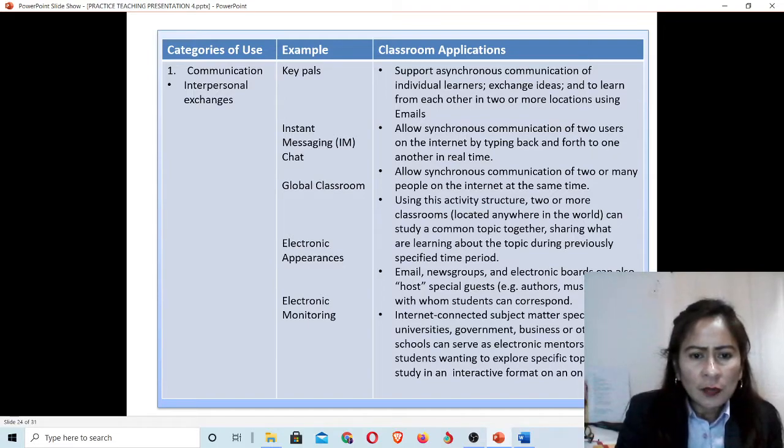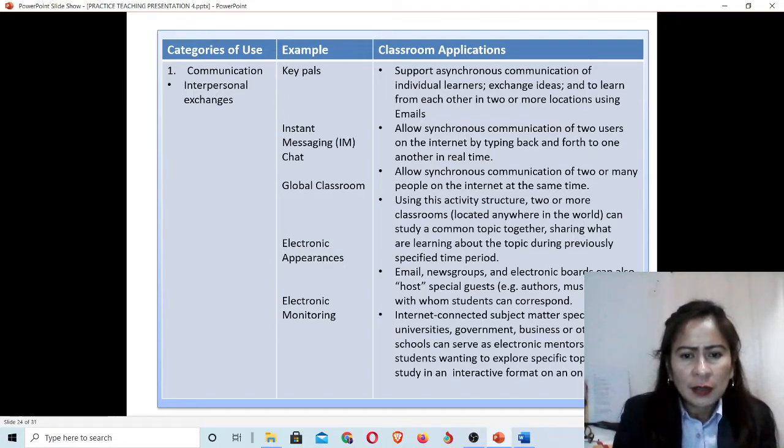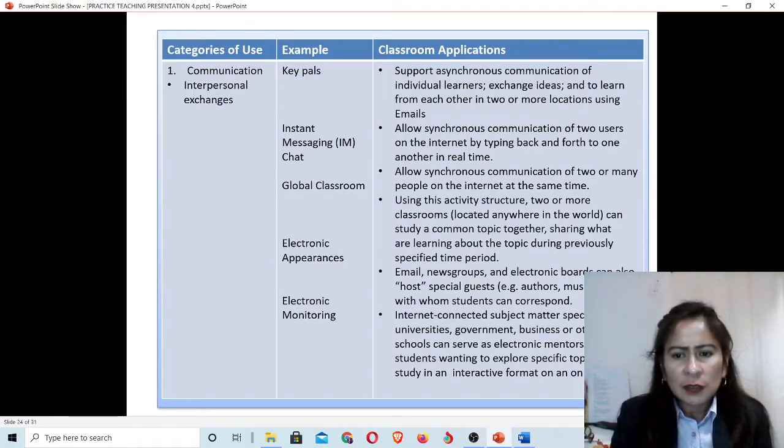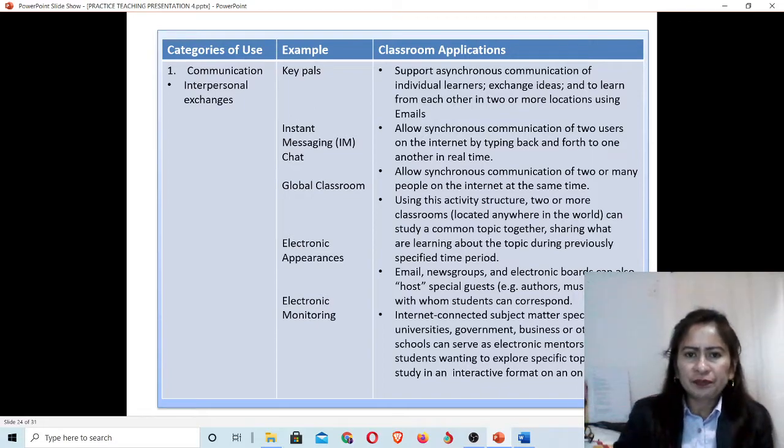Okay, electronic mentoring. Internet-connected subject matter experts, especially from universities, government, business, or other schools, can serve as electronic mentors for students wanting to explore specific topics of study in an interactive format on an ongoing basis.